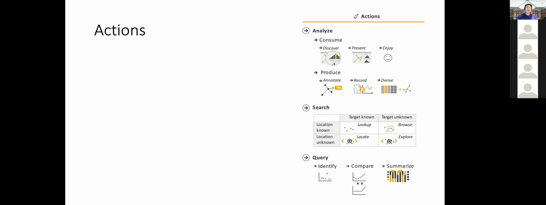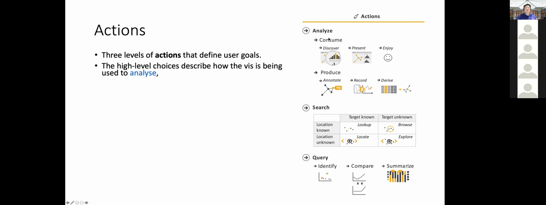Okay, and let's just start with the actions. This is the same as before, like the left part of the previous slides. This is kind of like a taxonomy or ontology, if that makes any sense. You actually have three levels. At the top level, you would have analyze. Analyze itself can be further broken down into consume and produce, and consume itself can be further broken down into discover, present, and enjoy, which we're going to talk a little bit more about.